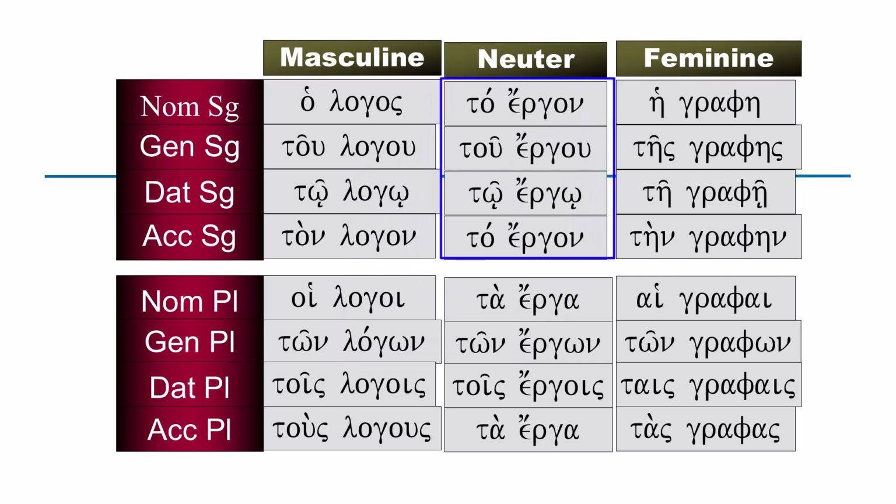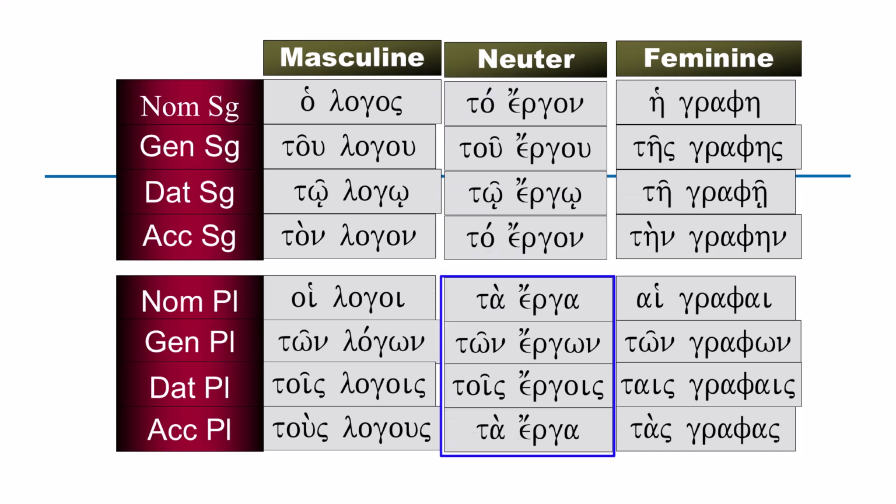For example, in the neuter you have the word to ergon, meaning the work. Genitive has tou ergou, meaning of the work. Dative has tō ergō, meaning to the work. Accusative has to ergon, meaning the work. And you have the plural endings, ta erga, meaning the works. It's now in the plural, so you're adding the s, the works. And the genitive has ton ergon, meaning of the works.